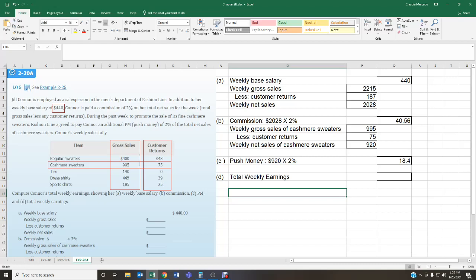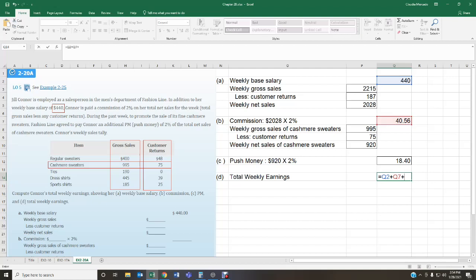Once we've got that, we can go ahead and add my base salary of $440 plus my regular commission on my weekly net sales, plus my commission on my push money for my cashmere sweaters, which was the special promotion that we had going on. So my total weekly earnings are $498.96. $498.96 is my total weekly earnings.